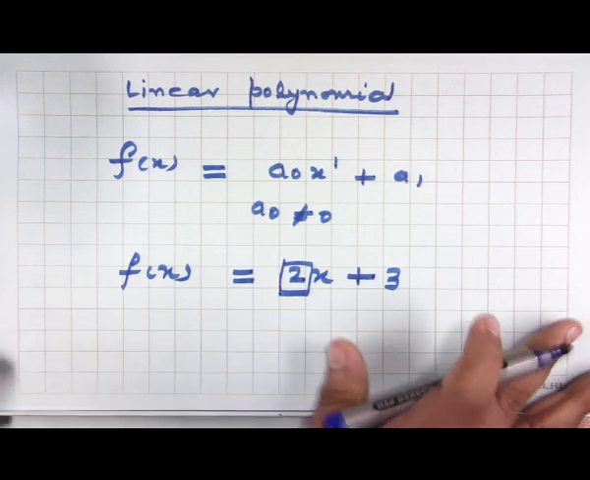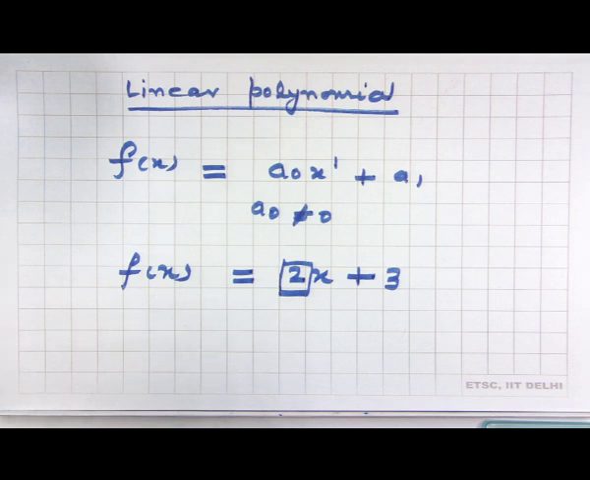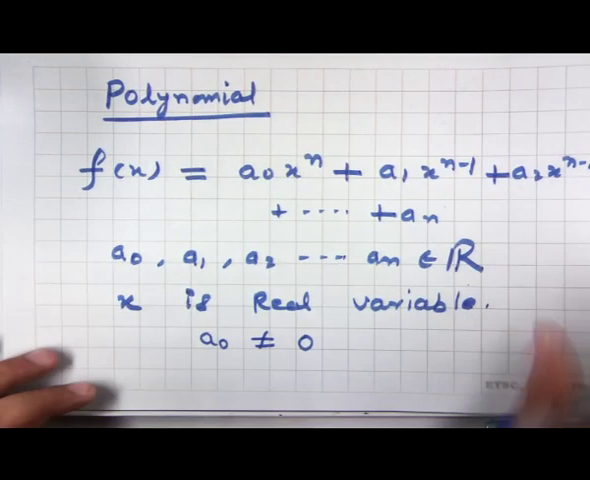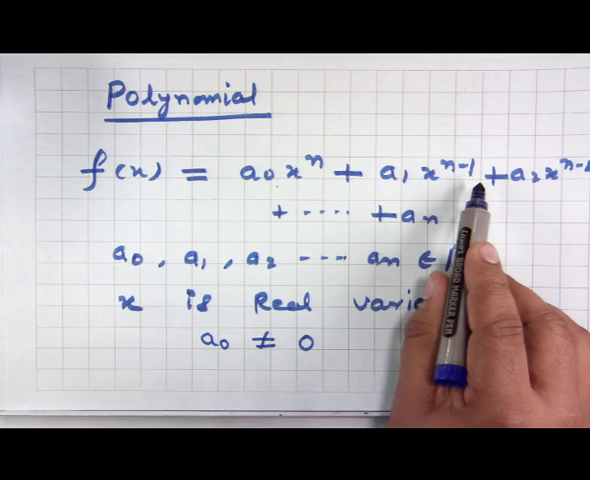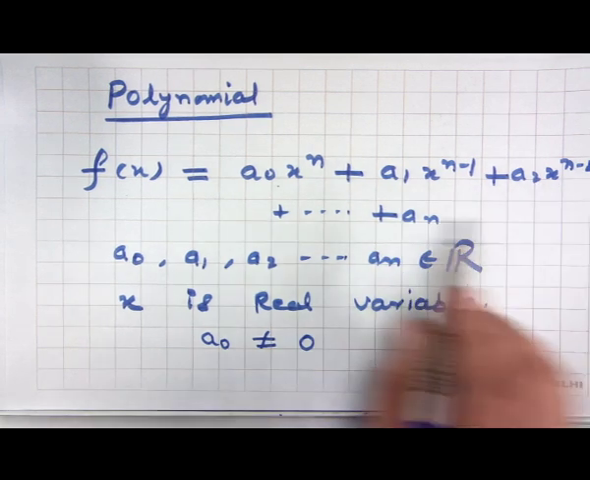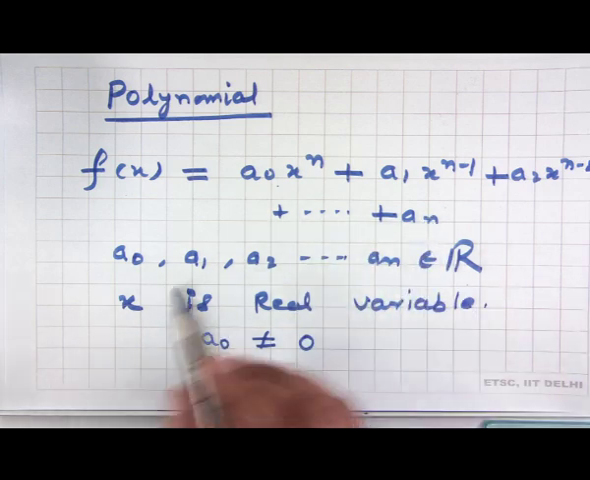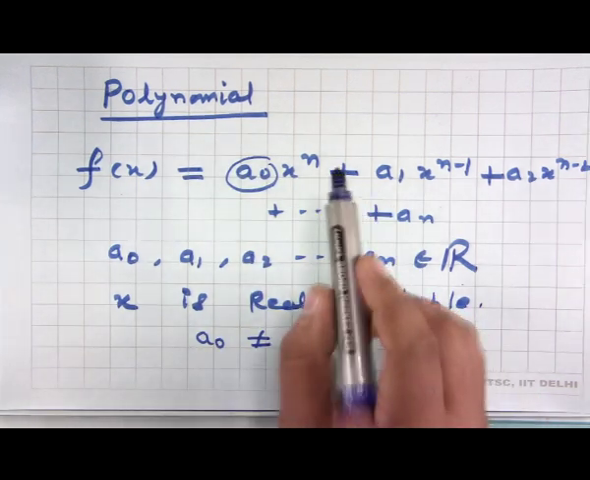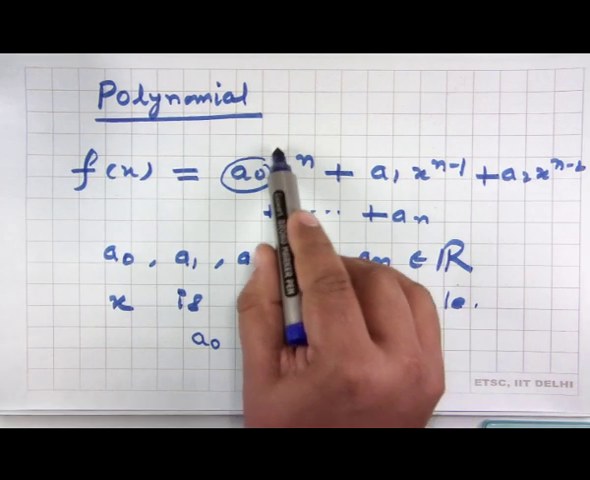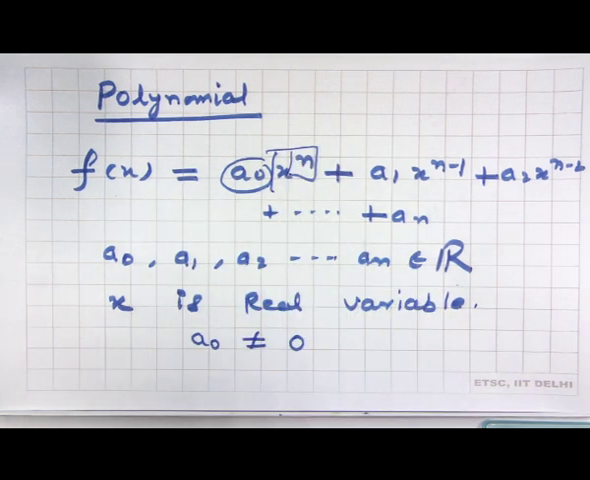Now we will discuss the degree of the polynomial. What is the degree of the polynomial? Here the polynomial in the definition, f(x) equals a0 x to the power n plus a1 x to the power n minus 1 plus a2 x to the power n minus 2 up to an. a0 should not be equal to 0, so the coefficient of the highest power is not equal to 0. So here the highest power is n, the power of the variable is n, so that is why the degree of that polynomial is n.